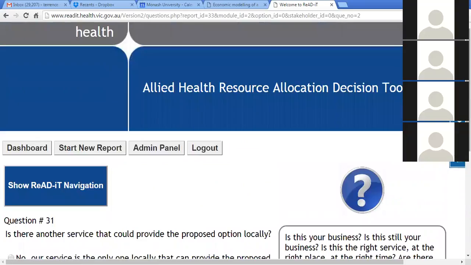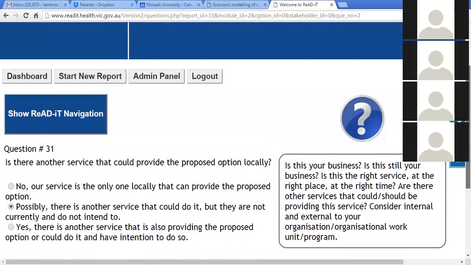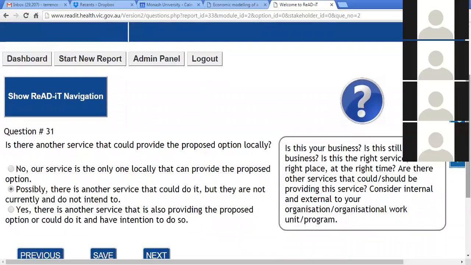Next question, 31. Is there another service that could provide the proposed option locally? So this is about the falls prevention service. And I've said possibly. It's likely that there's going to be private practitioners in the Frailto region. But what they're planning on providing and whether people in this demographic will actually be able to access services at the cost that will be charged or the price that we charge them is a different matter.